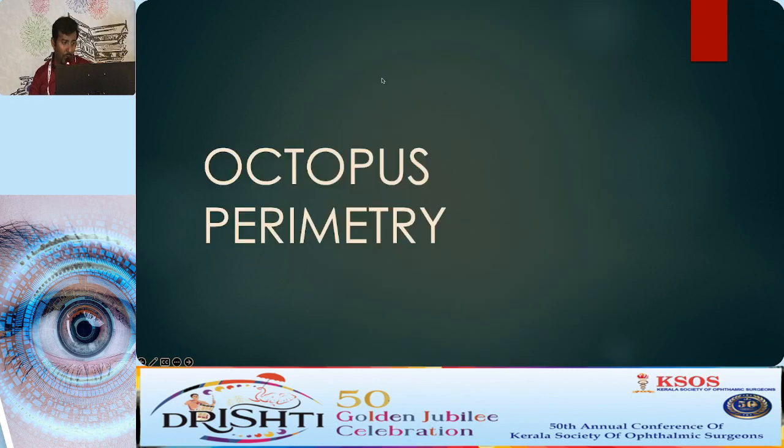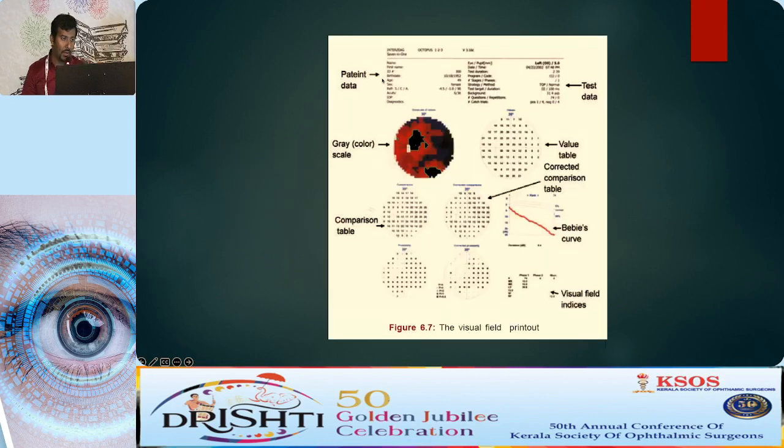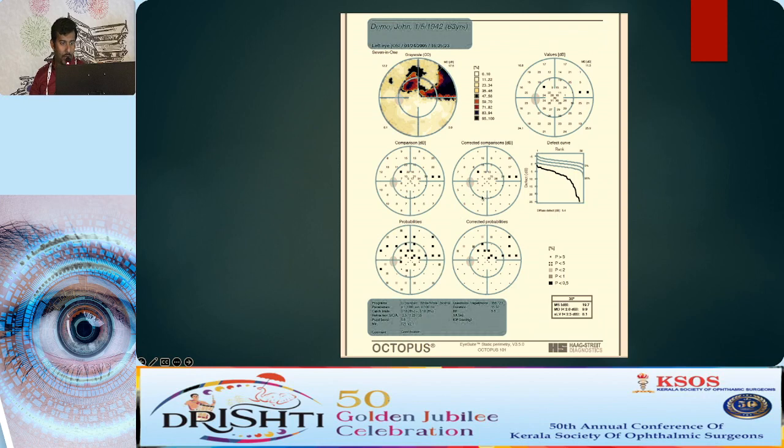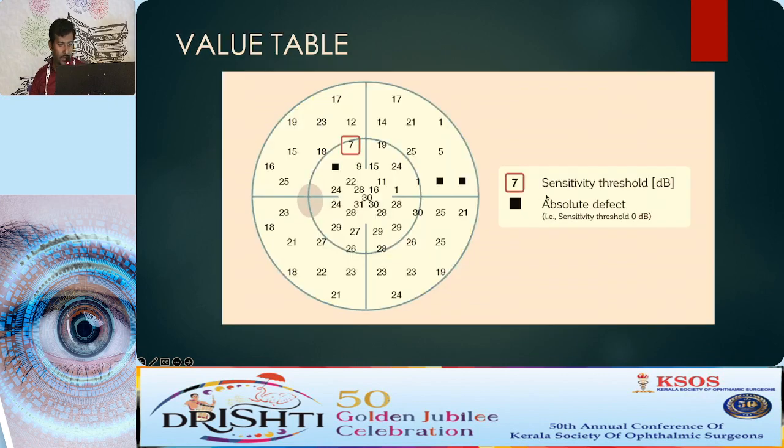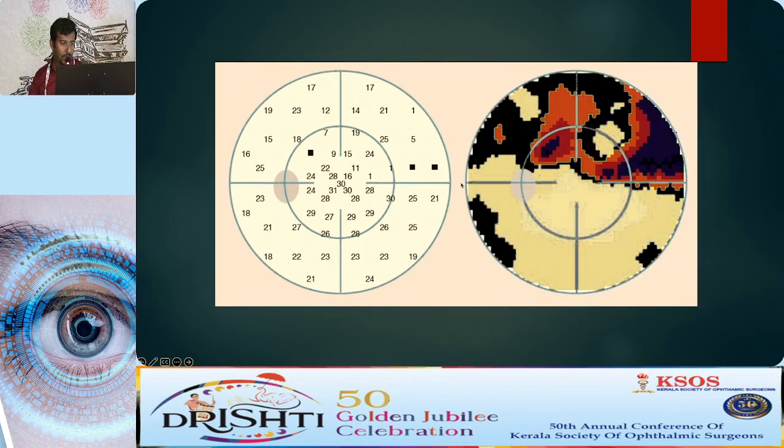Octopus perimetry is another perimetry. Zeiss had the upper hand, so Octopus is not very commonly used, but this is what an Octopus perimetry looks like. And it's very similar. This gives a grayscale map, which is not a grayscale, it is a color map in Octopus. And here the numbers give you the sensitivity threshold. The black squares give you absolute defect. Nothing was seen by the patient in those points.